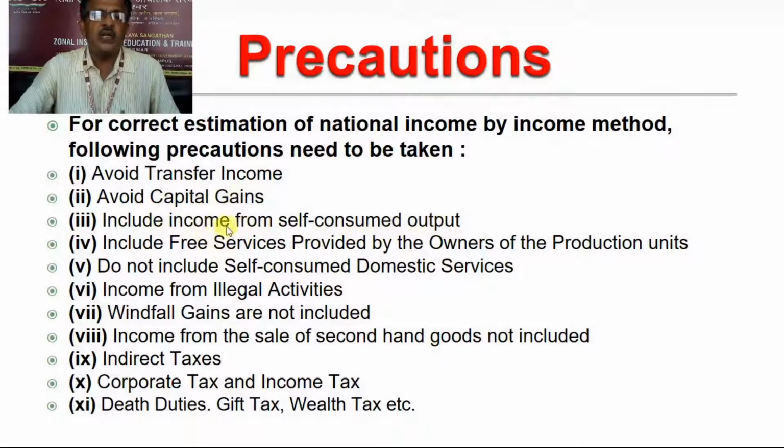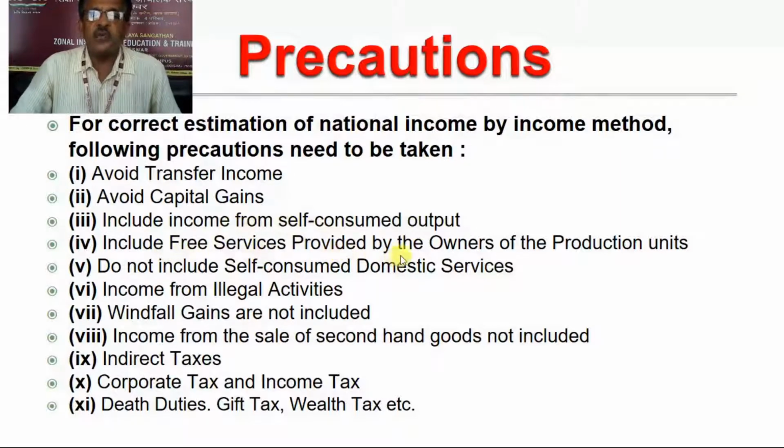Suppose an owner has his own house and he is staying in his own house. So that can be included. That is, the value of that house building's rent can be included in the national income. That is the imputed value.